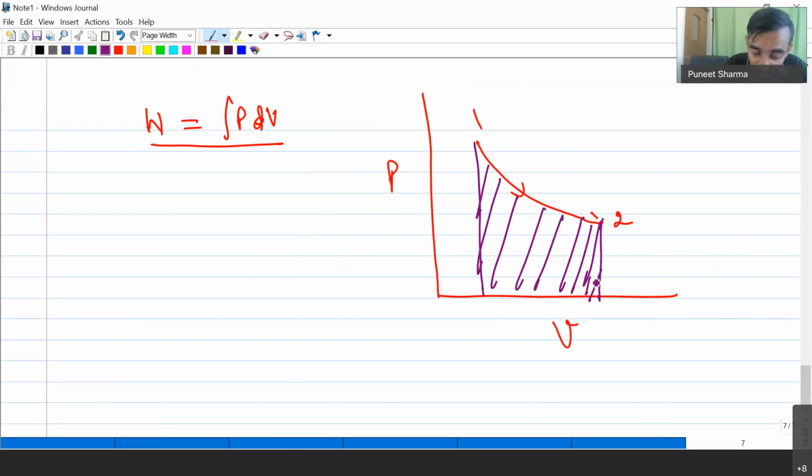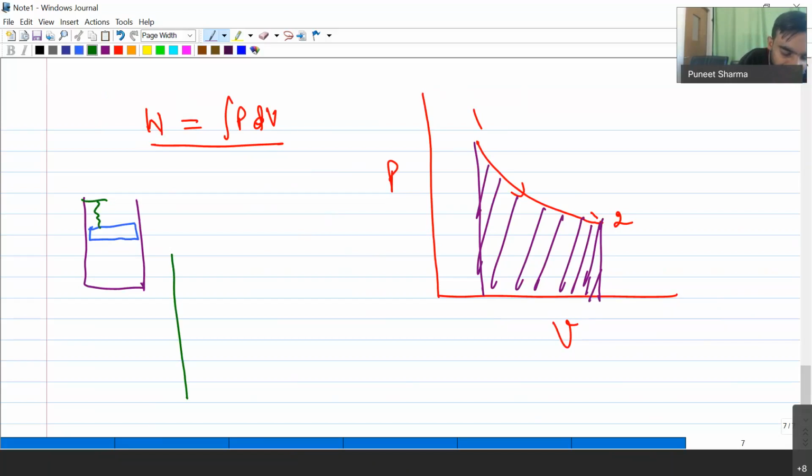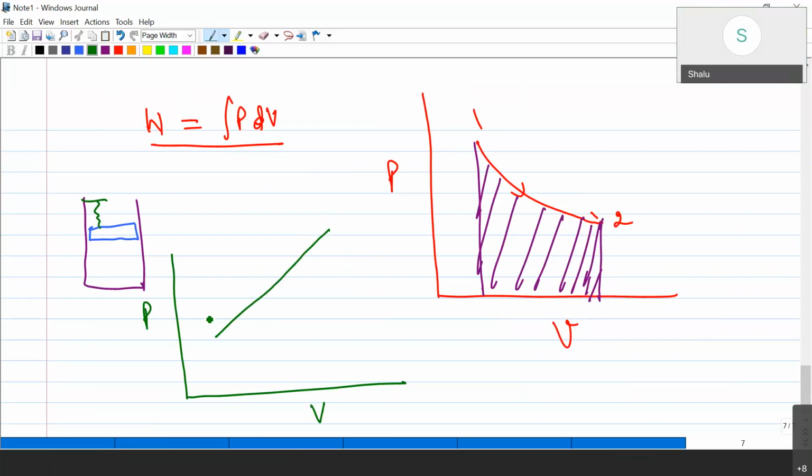Now, when we have a system, say a piston cylinder arrangement in which one spring is attached to the piston, for that kind of system we have already seen our pressure volume relation. What kind of relation will we have between pressure and volume? Yes, sir, you have drawn it, sir, linear. It will be a linear relation. So if this is my thermodynamic state 1 and this is my thermodynamic state 2, what will be the area under this?